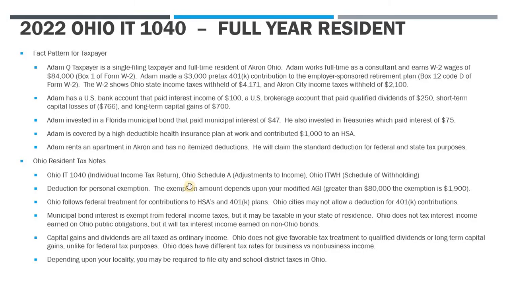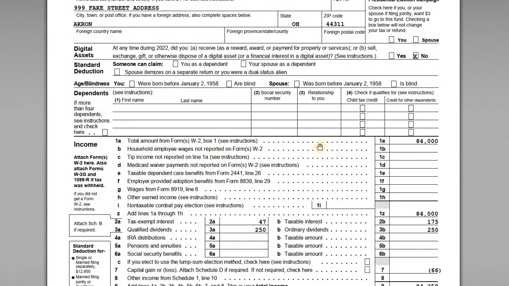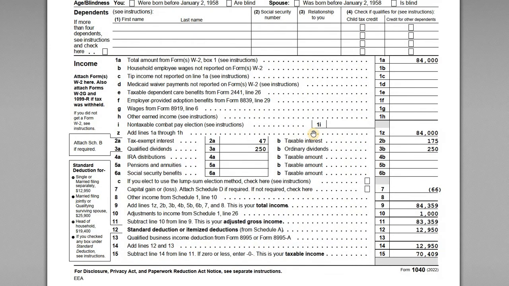All right, so let's have a look at the return here. We'll start with the federal return and go through these items because we're going to need to highlight a few things that are going to be changed when we get to the Ohio return. So we've got Adam's wages up here, $84,000. We've got the taxable amount of interest here, so that's the savings account interest and the treasury interest. And then over here in the tax exempt interest, we got that Florida municipal bond interest, right? So that's not subject to federal income taxes.